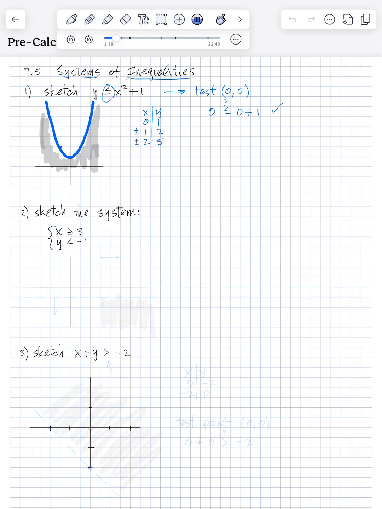Okay, example 2, we want to sketch the system of equations. We have x is greater than or equal to 3. So again, that's going to be a solid line. We can put that in. And then y is less than negative 1. So this needs to be a dotted line or a dashed line. So I'll just dash it.